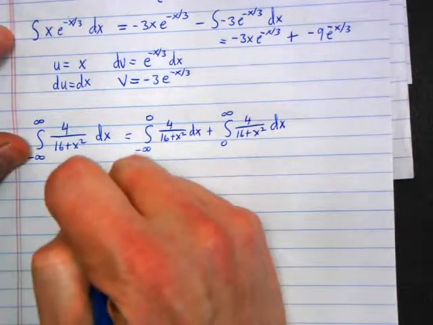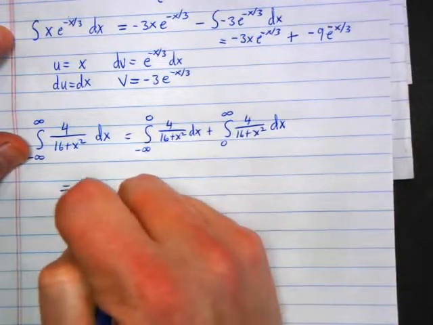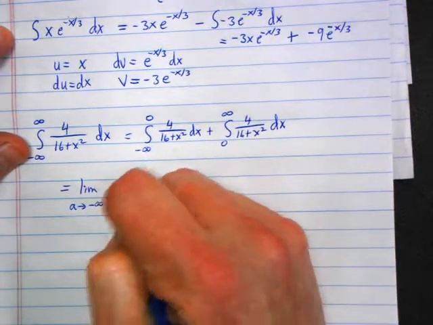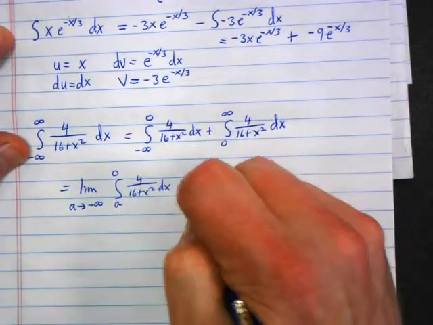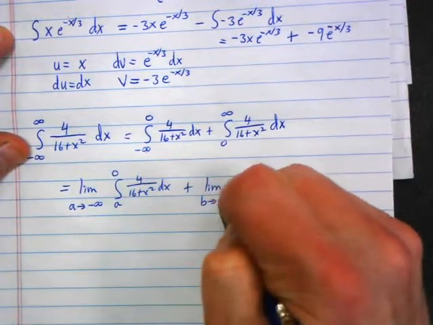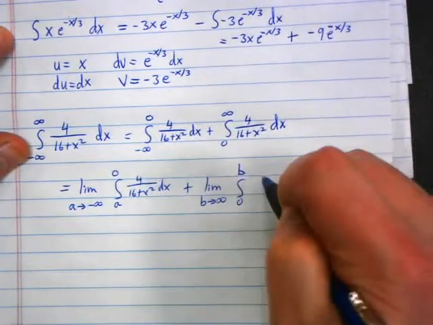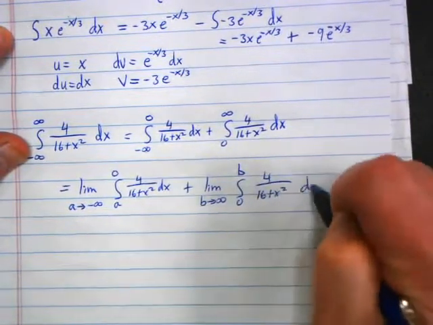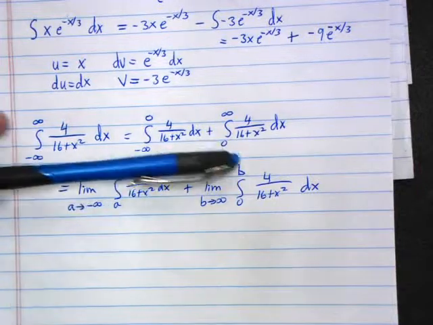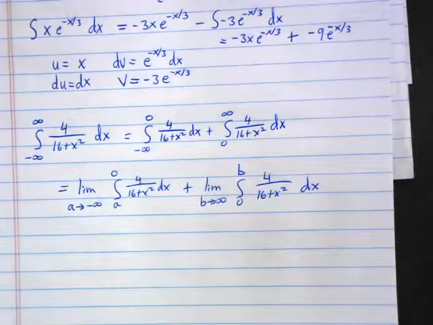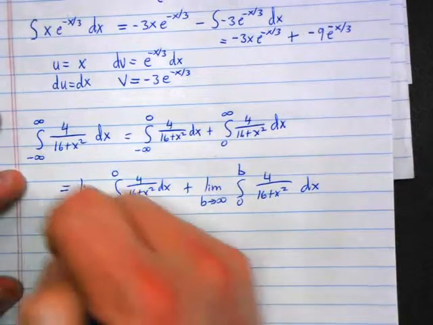So the one on the left is going to be the limit as a goes to minus infinity, the integral from a to 0 of 4 over 16 plus x squared dx. Plus, the second one is going to be the limit as b goes to infinity, integral 0 to b of 4 over 16 plus x squared dx. Notice we always use the letter a for our lower bound, and we always use b when we substitute for our upper bound. So it's the integral from a to b. This is the limit as a goes to negative infinity.